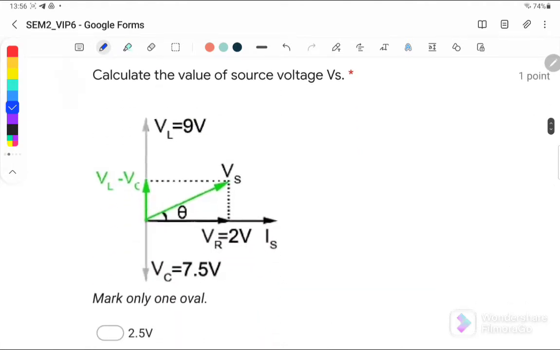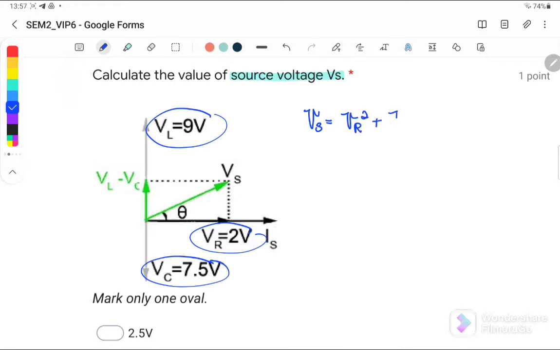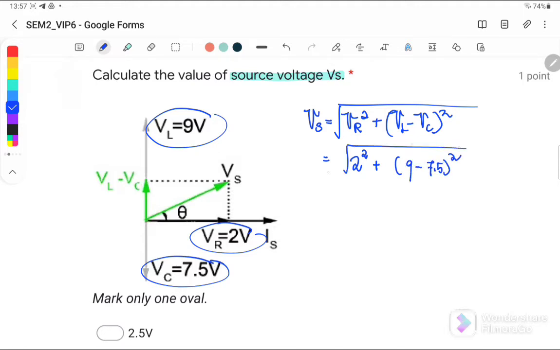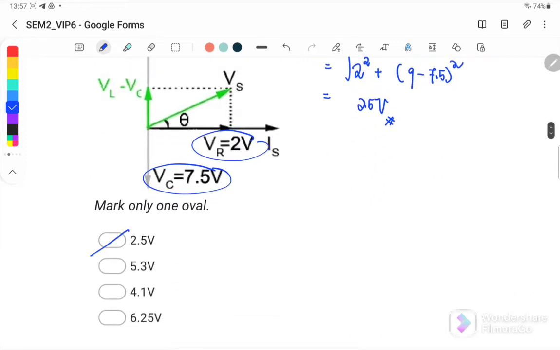Next, calculate the source voltage Vs. We notice that this is an RCL series circuit because we have an inductor, a resistor, and a capacitor. The equation for the source voltage is the square root of VR squared plus (VL minus VC) squared. VR is 2 volts, VL is 9 volts, and VC is 7.5 volts. Therefore Vs is equal to 2.5 volts. So the answer here is A.